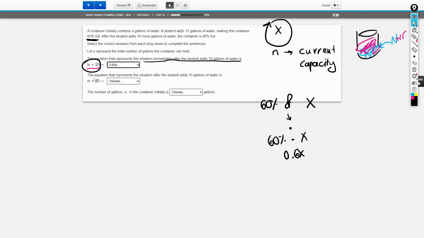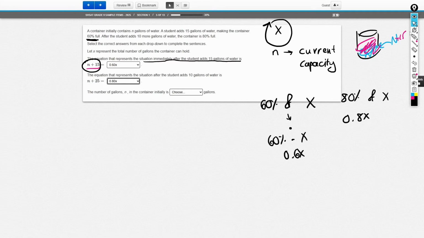Then the second question here asks us the same thing. We know that when the student adds 10 more gallons of water, so we added 15 and then we add 10 more, 15 plus 10 is 25. That's where this 25 comes from, right? We already had 15 gallons being added, and then we added 10 more to 15, which is 25. So when 25 gallons are added, the container is 80% full. So 80% of the full container, where x is the capacity of the full container, 80% of x is just 0.8x. So this is equal to 0.8x.